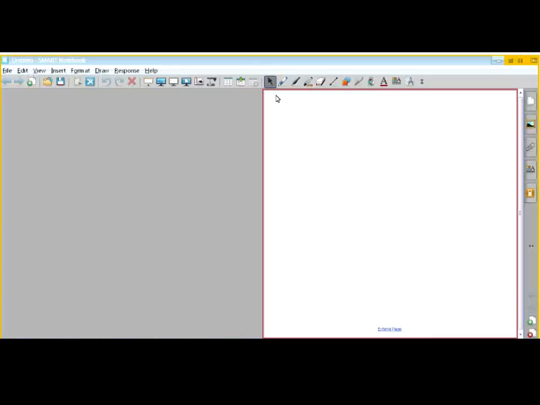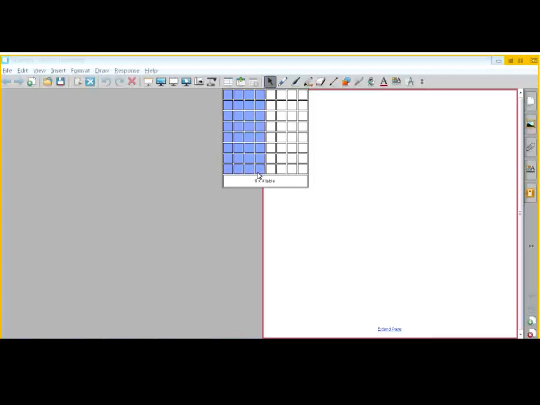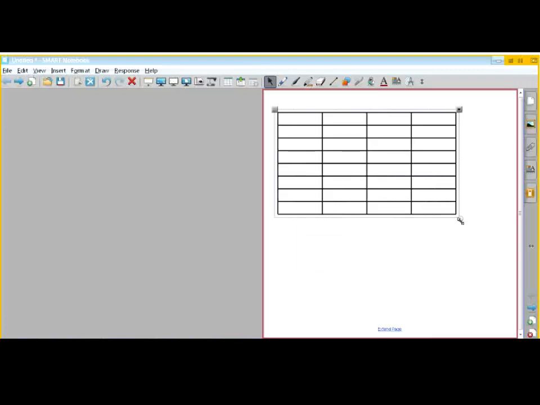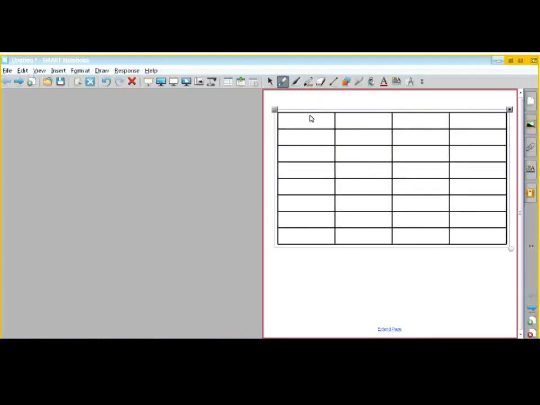I'll make it 8 rows. So it's going to be 8 rows by 4 columns. The first column is the date. Second column is the comment. The third column is the debit or credit, I guess. Is it going to be plus or minus to the account? And we have the balance.